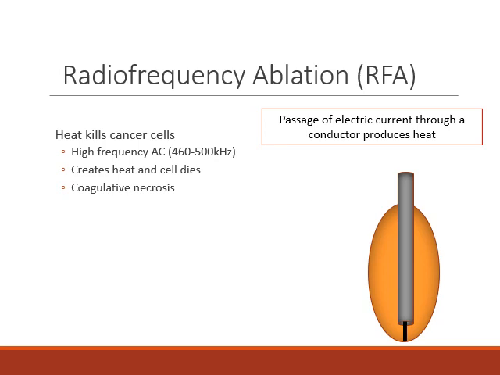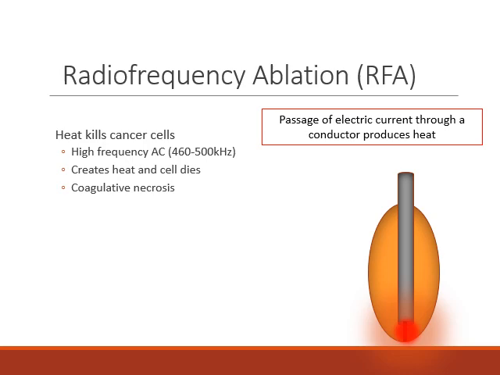The idea is that you systematically treat different bits of the lesion until the whole thing has been treated. We pass a current, heat up the cells, resulting in controlled cell death and necrosis. The actual term is death via coagulative necrosis. Again, another exam question, which is by which mechanism do cells die during radiofrequency ablation? And the answer here is coagulative necrosis.